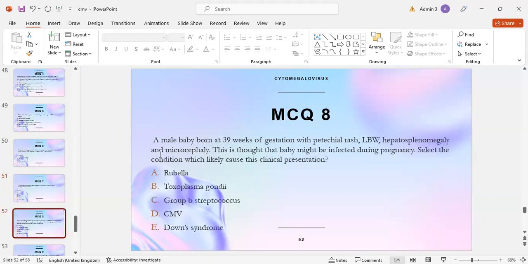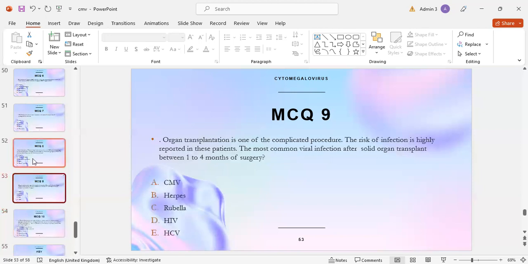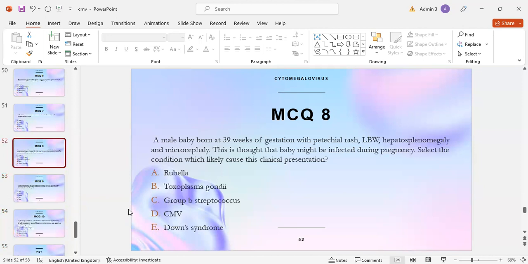A male baby boy born at 39 weeks of gestation with petechial rash, low birth weight, hepatosplenomegaly, microcephaly. It is thought that the baby might have been infected during pregnancy. Select the condition which likely causes the clinical presentation. Option A, rubella. B is Toxoplasma gondii. Option C is group B streptococcus. Option D is CMV. Option E is Down syndrome. Option D.